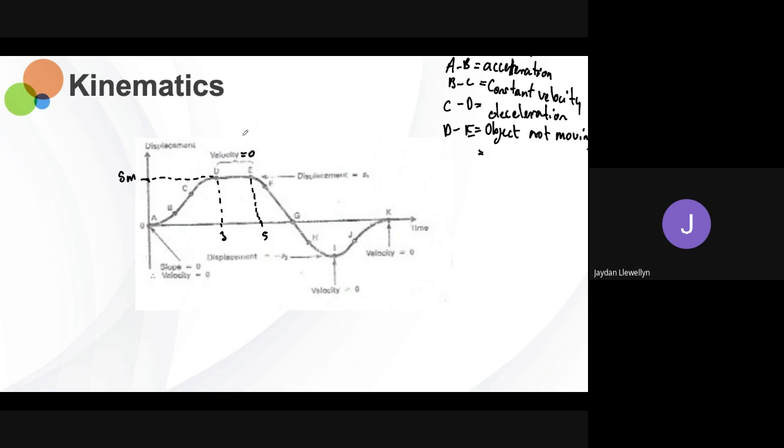So what happened from E to F now? What happens at E to F? Then it starts to decelerate again, and the graph goes down. It's displacement. All right, so you're at 0. You can't decelerate any further than 0. Exactly. So if you're not decelerating, what would you do? You have to accelerate. And if you accelerate, the graph will go up.